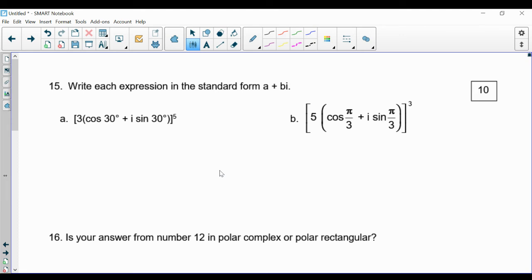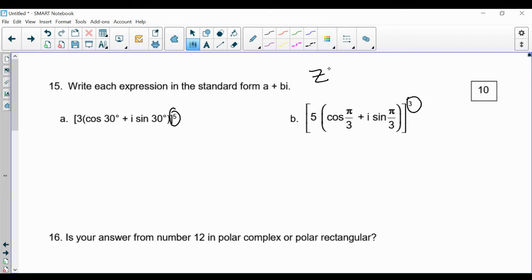So in this video for the quiz review 9.1 to 9.3, we are going to look at 15 and 16. So for 15, it says write each expression in standard form, a plus bi. We're looking at powers in both of these cases.